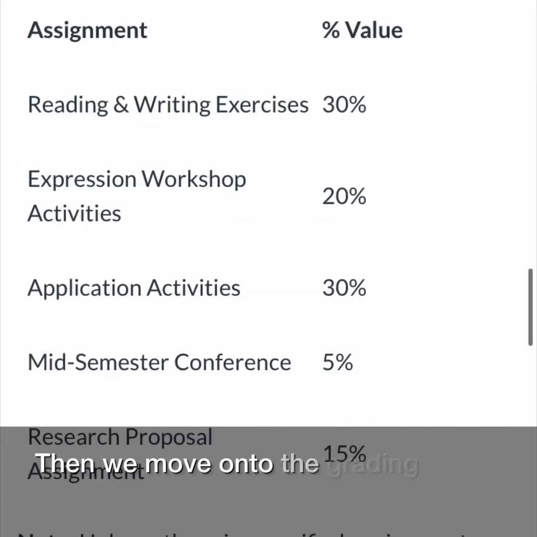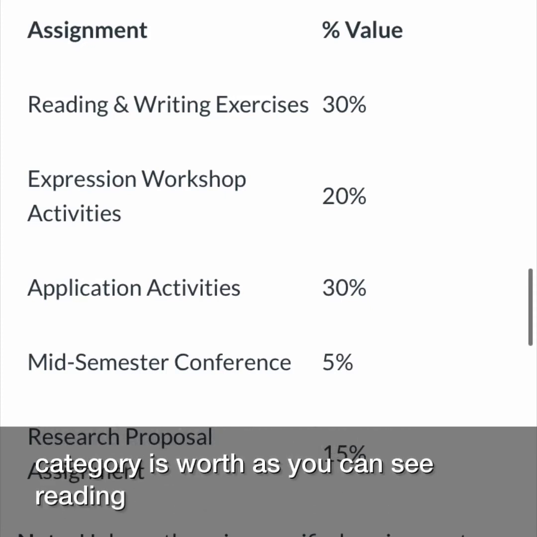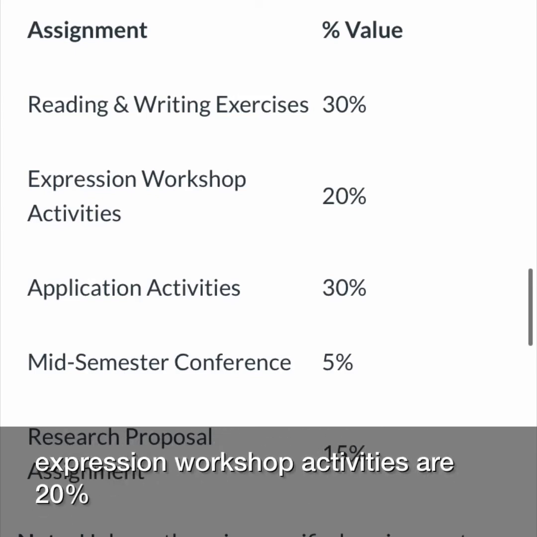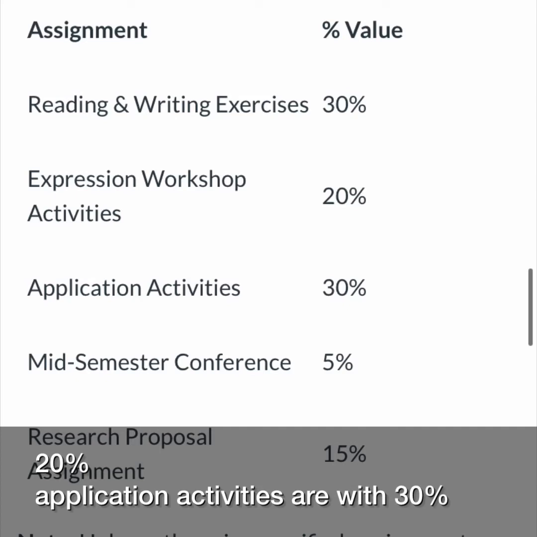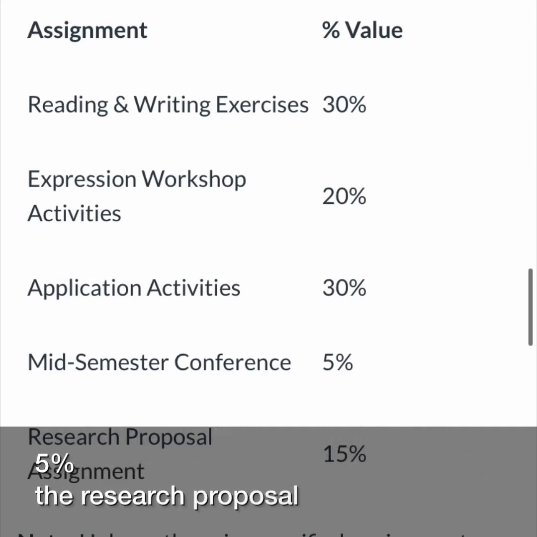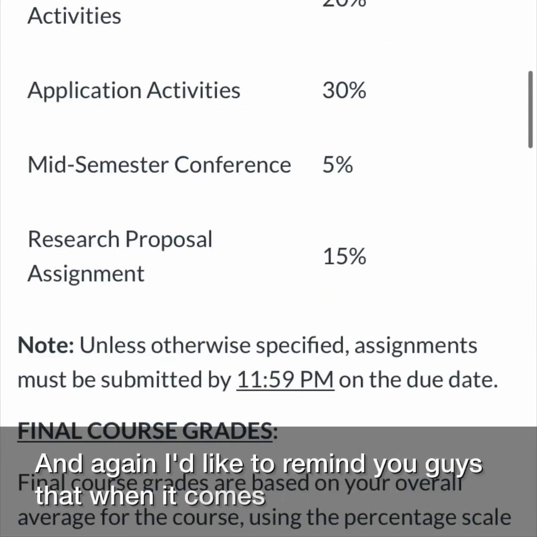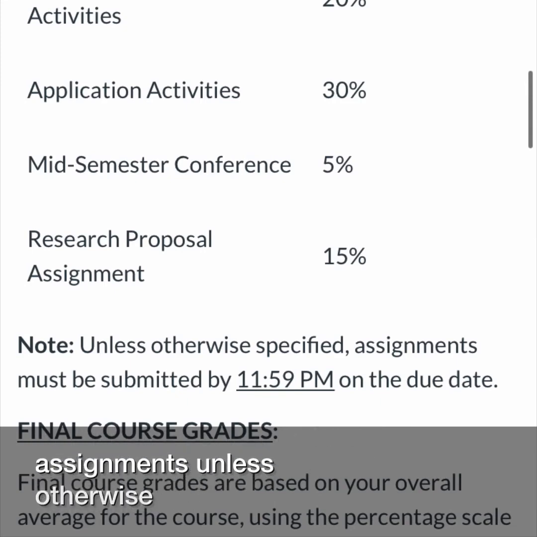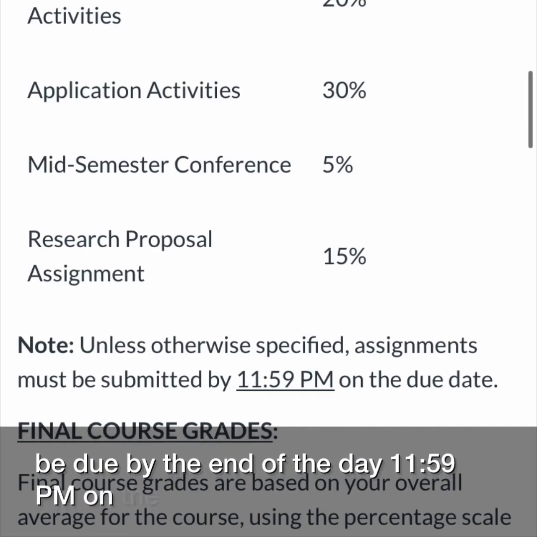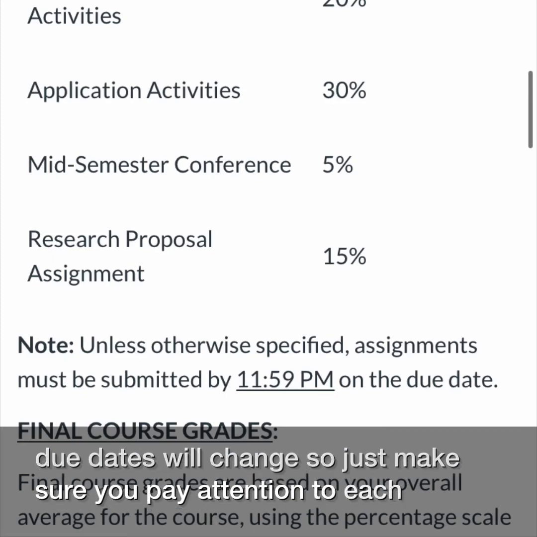Then we move on to the grading breakdown, basically what each category is worth. As you can see, reading and writing is worth 30%, expression workshop activities are worth 20%, application activities are worth 30%, the mid-semester conference is worth 5%, the research proposal assignment is worth 15%. And again, I'd like to remind you guys that when it comes to these assignments, unless otherwise specified, they will always be due by the end of the day, 11:59 p.m., on the given due date. And the due dates will change, so just make sure you pay attention to each assignment.